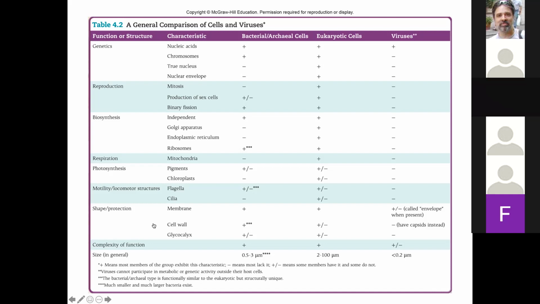So there's an example of different cell types and the different features. This is table 4.2 in your book.